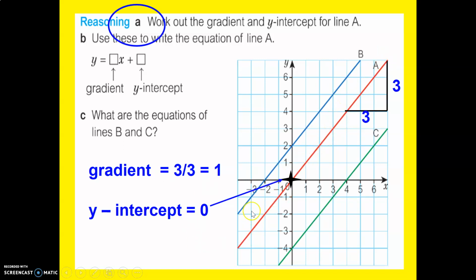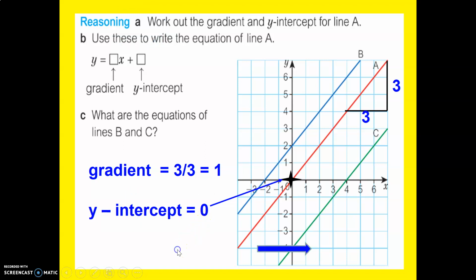So to get the gradient of line A, let's draw a triangle. As you can see, the height is 3 and the base is 3. Gradient equals height divided by base. So 3 divided by 3 equals 1. The y-intercept of line A is the point where line A crosses the y-axis, and that is 0. Therefore, the y-intercept of line A is 0.